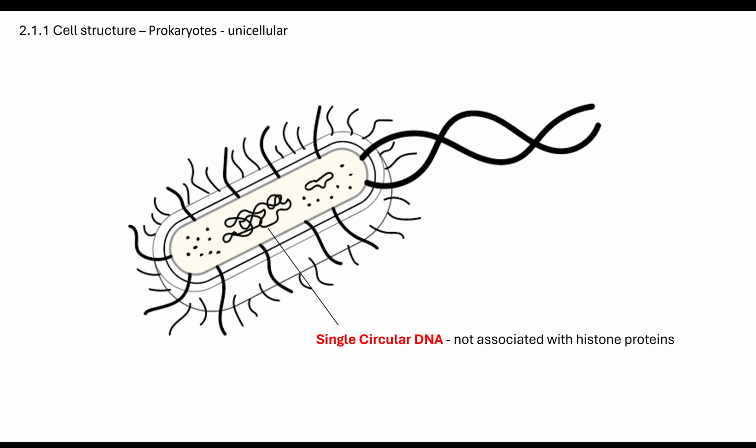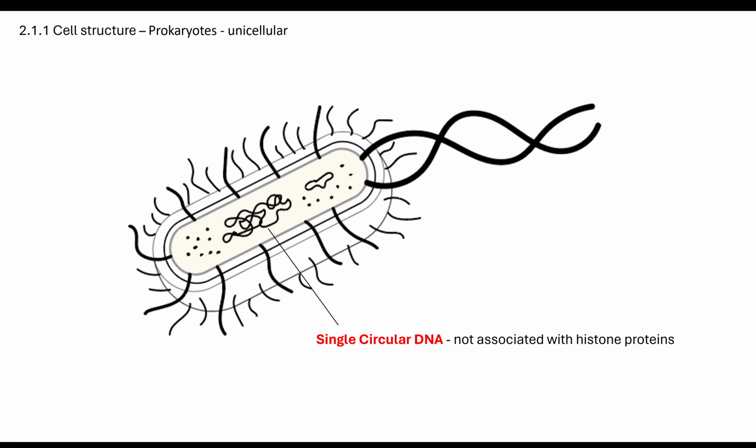So the first thing we're going to identify is the single circular DNA. Now, it is a single circular DNA that is, you can either say naked or not associated with histone proteins. And that's when you are describing it in comparison to a eukaryotic organism. So this single circular DNA is not held within a nucleus. It is within the cytoplasm in a very specific region called the nucleoid.